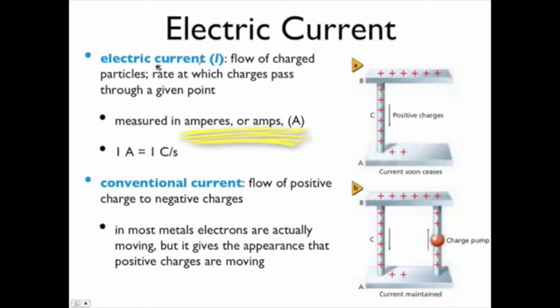So we have this thing that starts with a C, and its symbol is I, and then its units are amps, which is 1 coulomb per second. So this is kind of weird, so just keep that in mind. Conventional current, they call that the flow of positive charges, the positive charge is flowing to the negative charge. And again, in most metals, the electrons are actually the ones that are moving, but it gives the appearance that the positive charges are moving. So that's kind of confusing, so just keep that in mind.